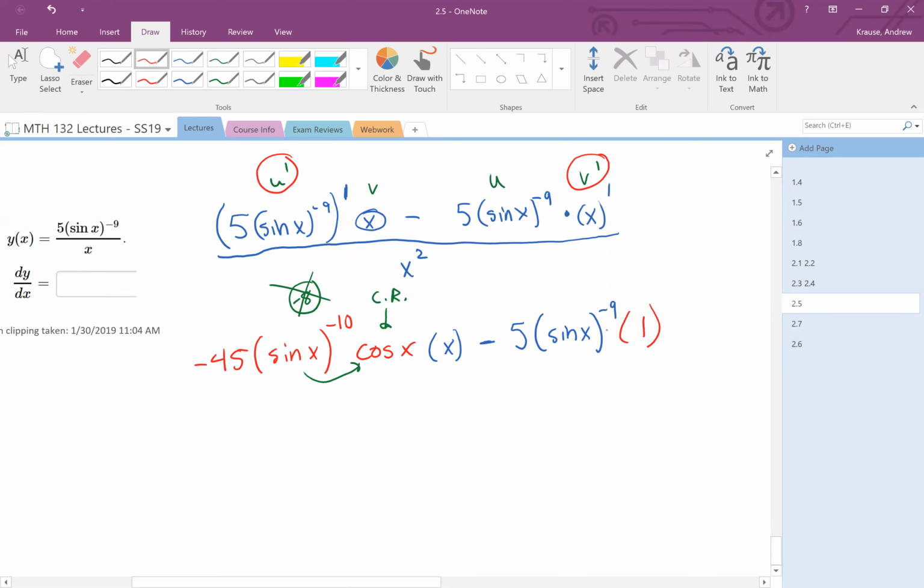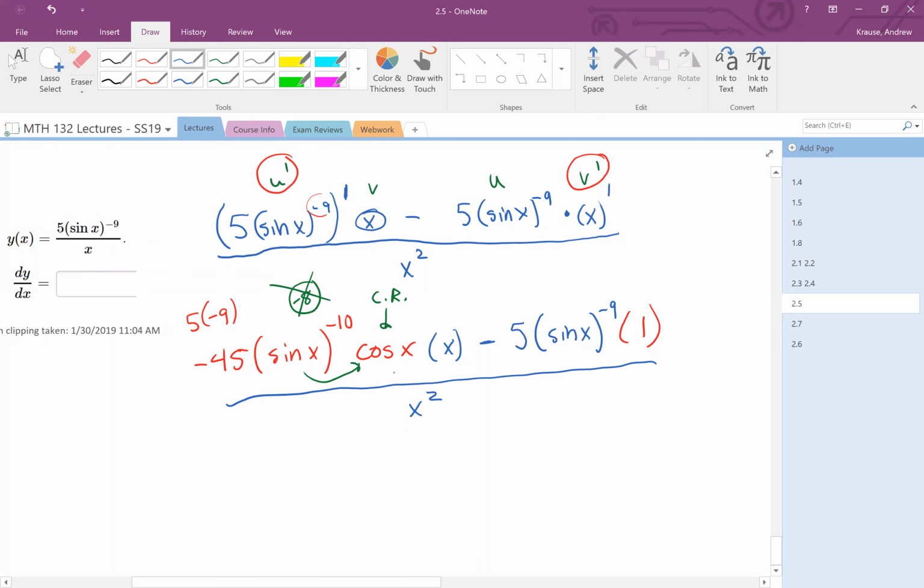Yeah, great question. How am I multiplying the exponent by the coefficient? I have that 5, and 5 times -9 right there is -45. That comes because I'm pulling that -9 down out front. That's exactly right. And then that -9 goes to a -10 because we're subtracting 1 from it. And then we're dividing this whole thing by x squared.